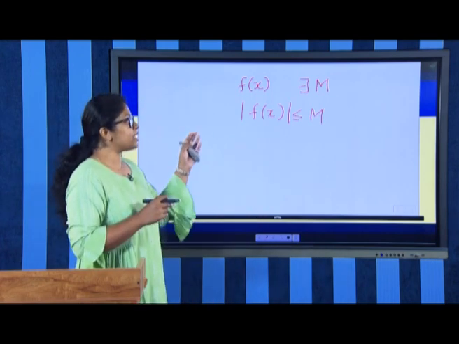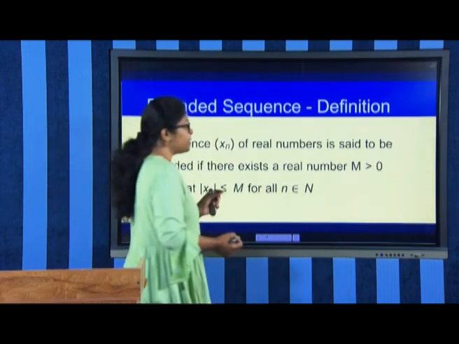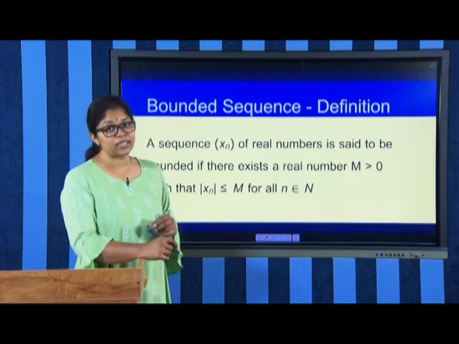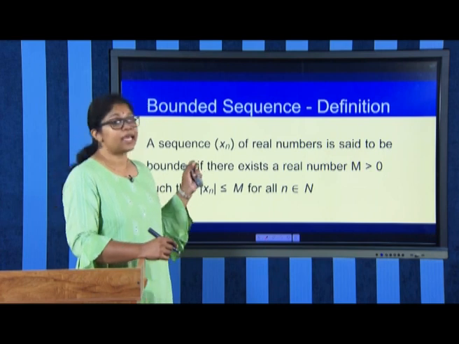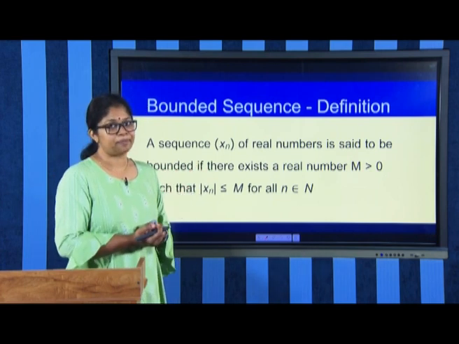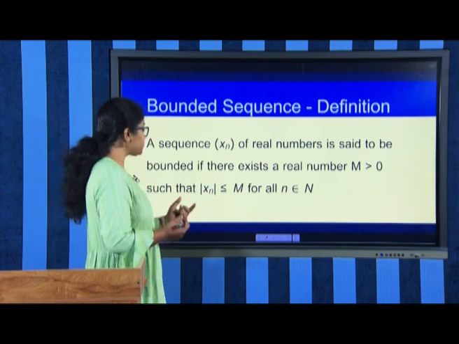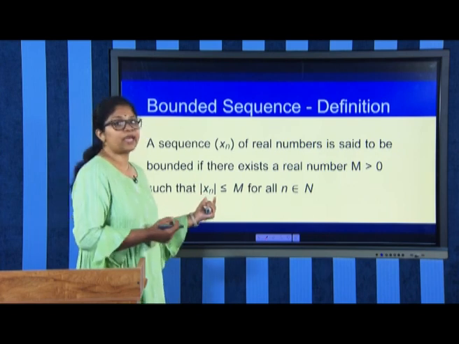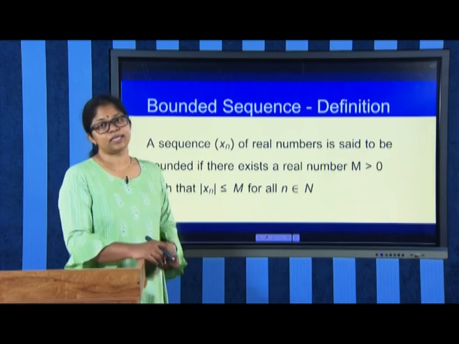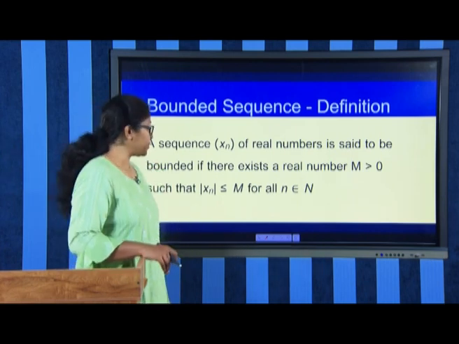So, this is exactly the same notion that we are discussing in the boundedness of a sequence, because in the previous session we discussed that a sequence is nothing but a function defined on the set of all natural numbers. So, exactly the same definition follows here also. We have modulus of xn less than or equal to M for all n belonging to the set of natural numbers, which happens to be the domain of the sequence.